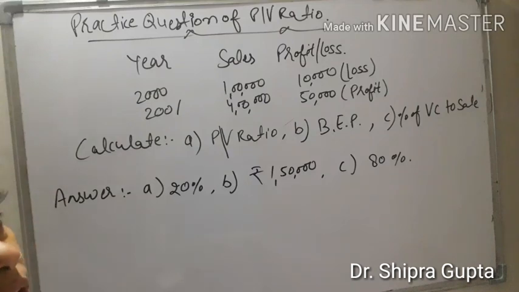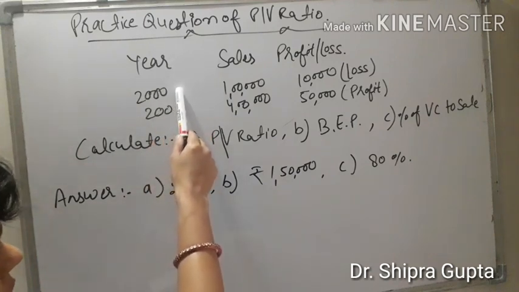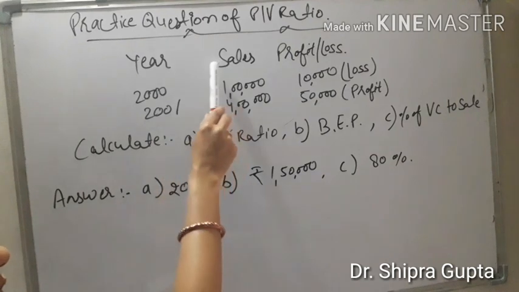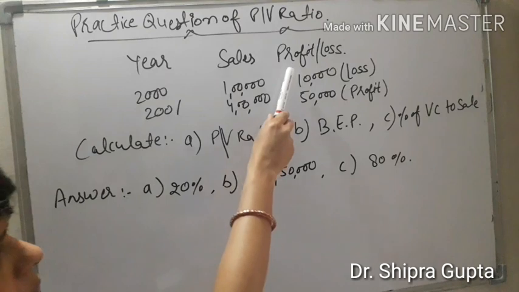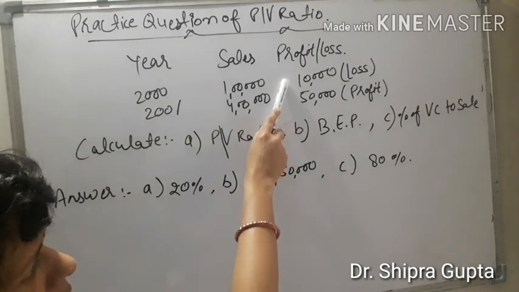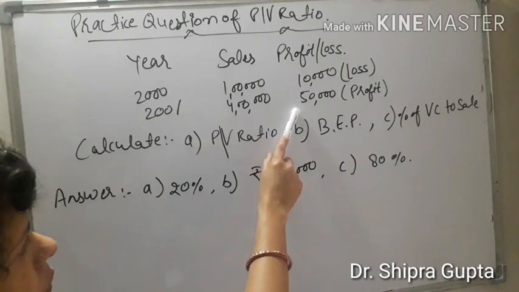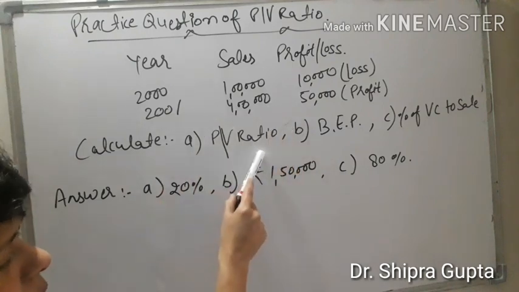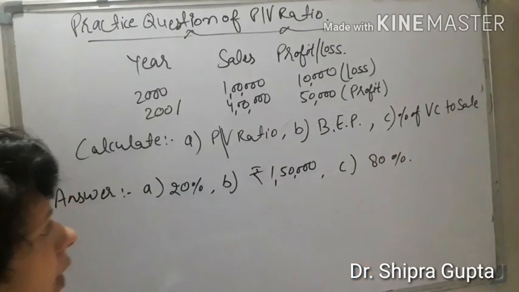Everyone, these questions are given for your practice of PV ratio, profit volume ratio. And the first question is: the years are given, first year 2000 and second year 2001. Sales for the first year are 1 lakh rupees and for the second year 4 lakh rupees. A loss of 10,000 is given in the first year and a profit of 50,000 in the second year. Now you will calculate profit volume ratio, break even point and percentage of variable cost to sales.